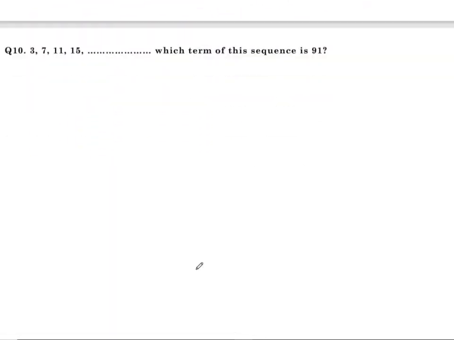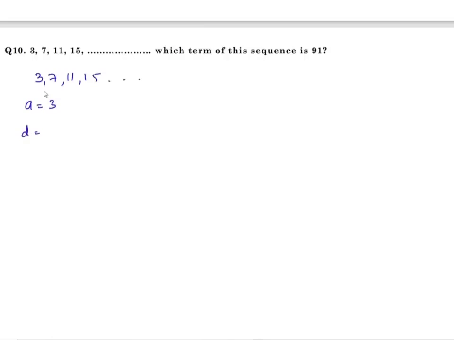A question from the unit arithmetic progression. Students, very important question. Always what should we do? Write down the given data. What is the given AP? 3, 7, 11, 15 and so on. Find out the value of a and d. At least you will get half marks for that.